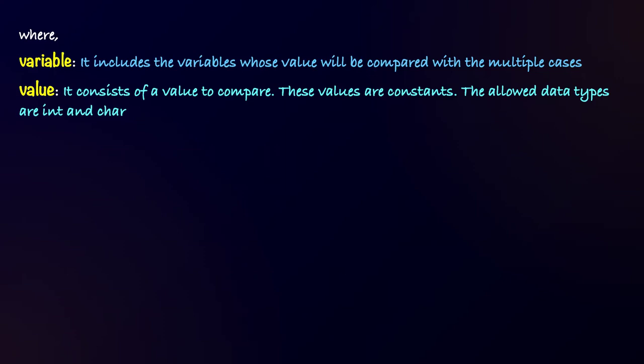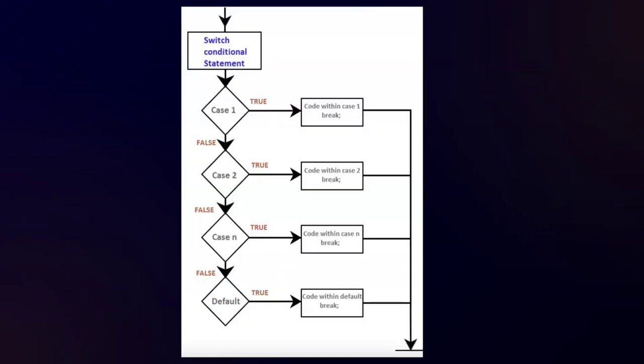I hope you have understood. Very simple to understand. See, excellently given the flow chart. See it very carefully. Easy to understand, very easy. When the switch conditional statement is there, after that it goes to case one. If it is true, the code within the curly brackets will execute and it will end. If it is false, it will go to case two.